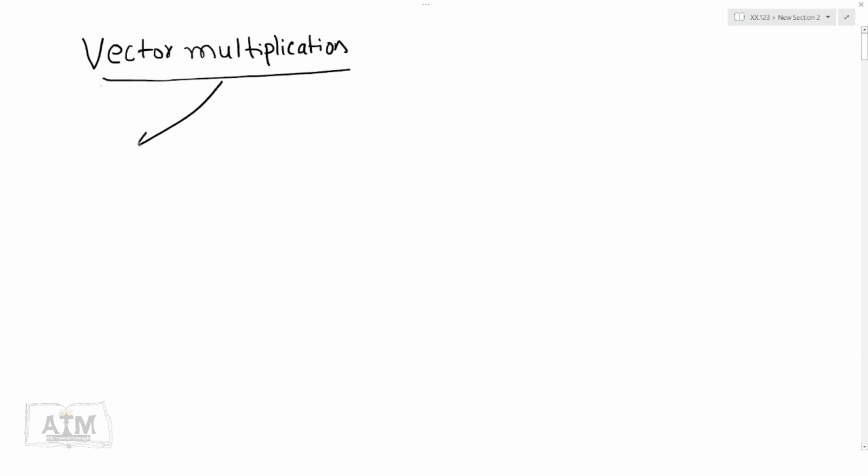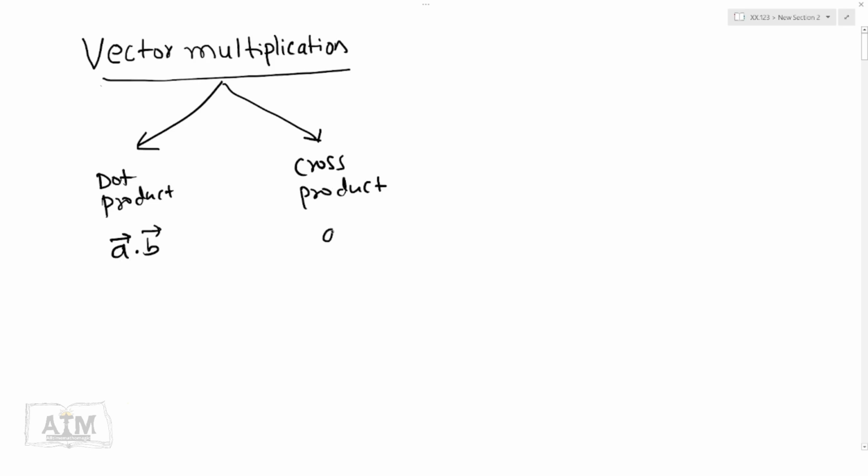So vector multiplication has two types. One is the dot product, another is the cross product. The dot product is a dot b. When you multiply two vectors and want to find the dot product, how do you write it? Vector a dot vector b. And when you want to find the cross product, it is called a cross b. Both are multiplication, but the results are different.